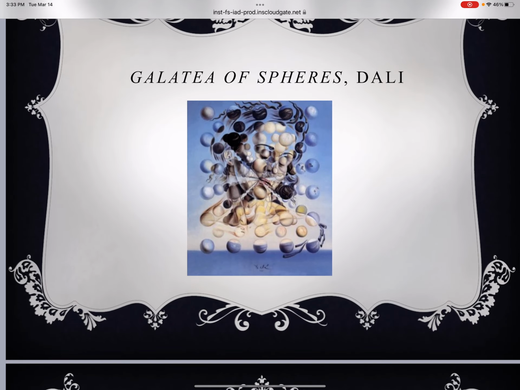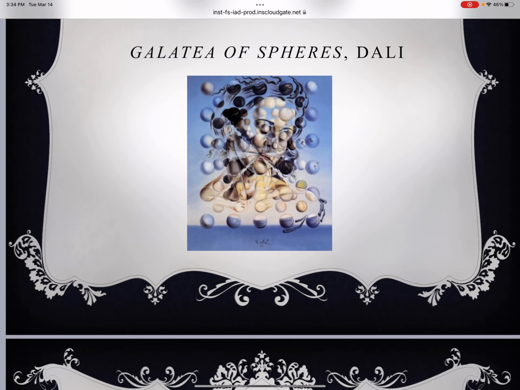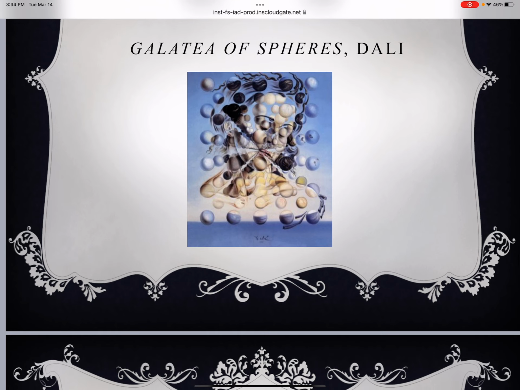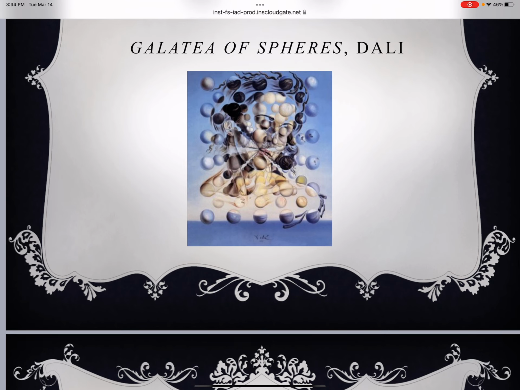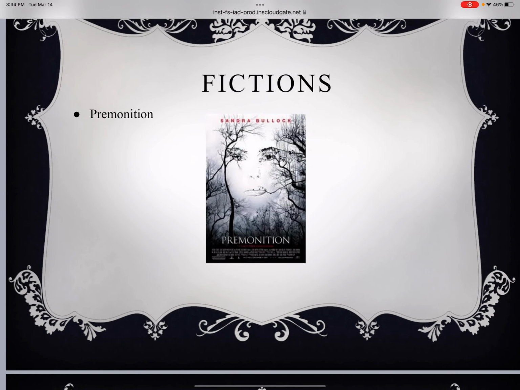And here's an example by Dali called Galatea of Spheres. Yes, this is a portrait of Gala, but is it really Gala? It's actually a bunch of spheres made to look like her face. So once again, this is before the advent of Photoshop, so Dali did a ton of sketch work to make this happen. I think this painting is quite beautiful. It is located at the Dali Museum in Spain. So if you ever are in Spain and near Barcelona, please go ahead and check out Figueres, because that is where the Dali Museum is. It's only about 45 minutes away, so it's worth your time.